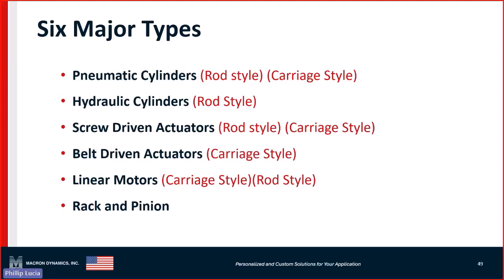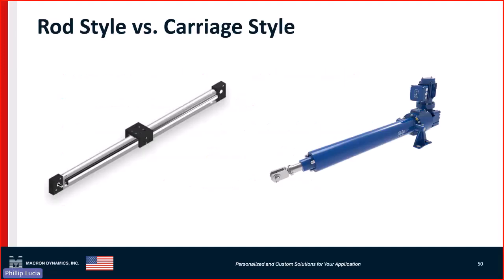So what is the difference between a rod style and a carriage style? Basically, on a carriage style, on the left, let me get my laser pointer, the carriage moves along a bearing structure in one axis. A rod style is where you have a fixed point of contact, either a trunnion mount or a flange mount, and the shaft goes in and out as such.